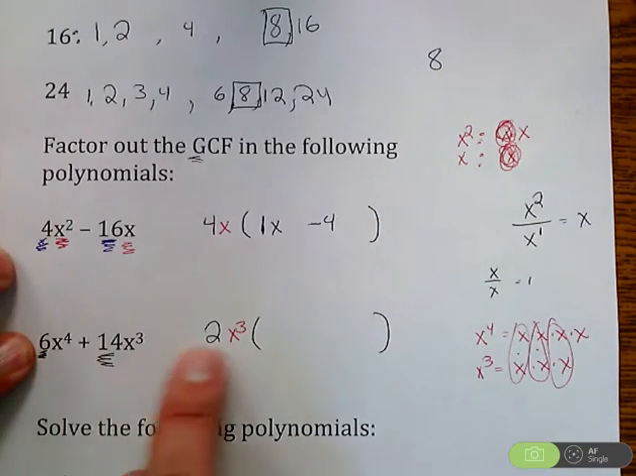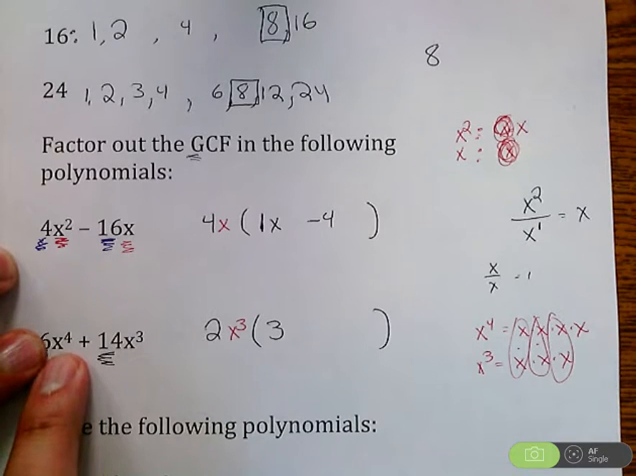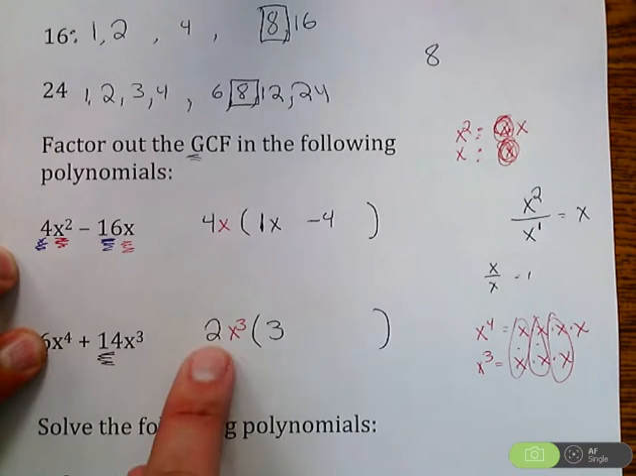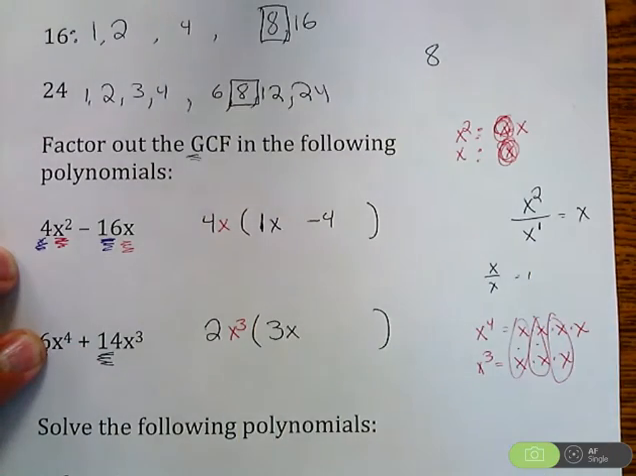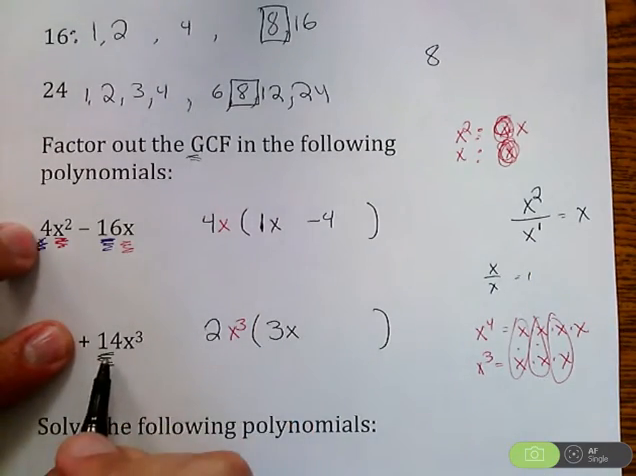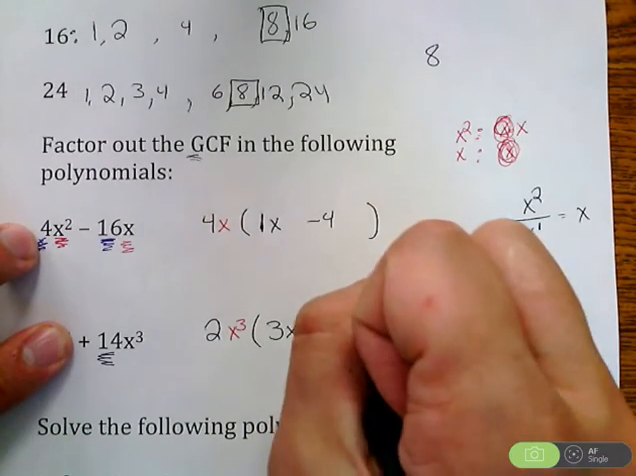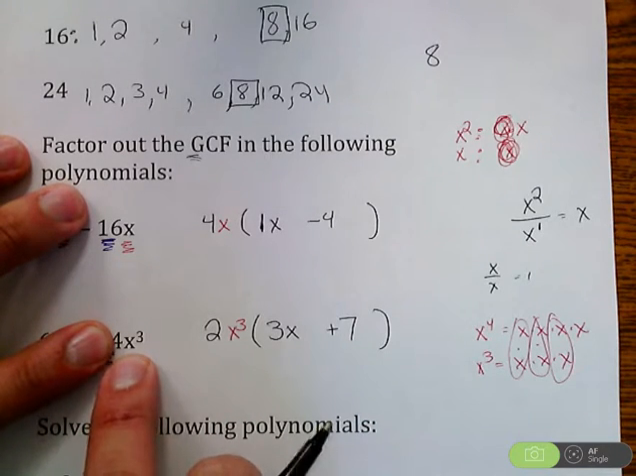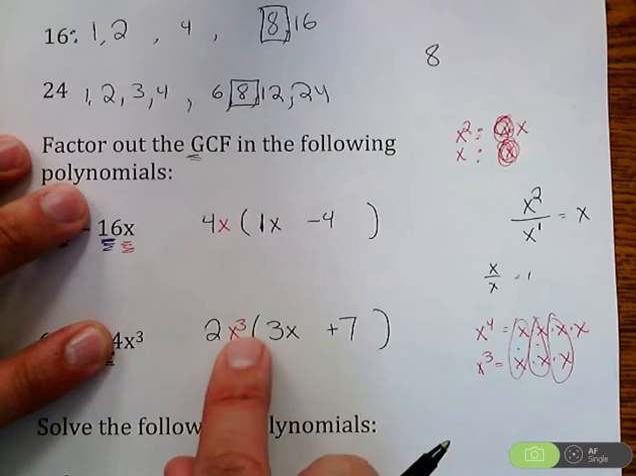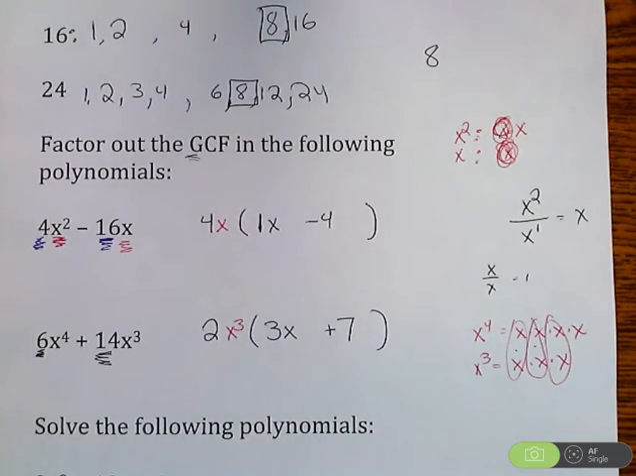So 6 divided by 2 is 3. If I have an x to the 4th, so I have 4 x's there, I take away 3, I'm left with just a plain old x. Then I'm going to go over here, I have a positive 14 divided by 2. Positive 14 divided by 2 is positive 7. If I have x to the 3rd, so 3 x's are available, and I take away an x to the 3rd, so I take away 3, I would have none left. So 2x to the 3rd times (3x plus 7) is my factored form there.